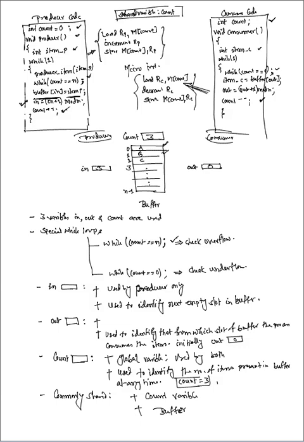Now let's elaborate on this. So we have 3 variables: out, count, in. A special while loop, you have seen that overflow, underflow condition checked. In is used only by the producer and used to identify the next empty slot in the buffer, whereas out is used by the consumer process only, used to identify from which slot of the buffer the process consumes the item.